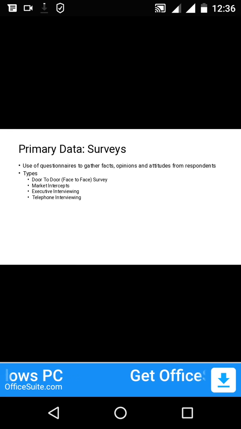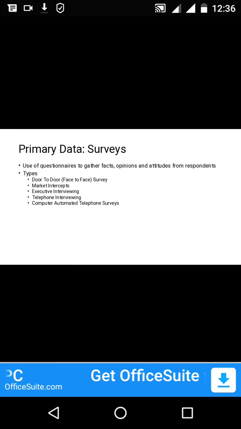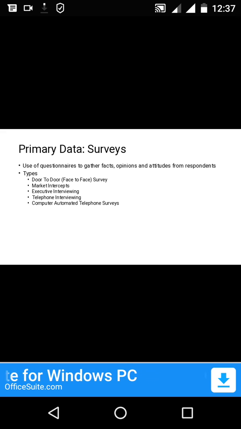Now let us move over to the next type. The next type is called the computer automated telephone surveys. Now what is a computer automated telephone survey? You understand what automation is? Please understand what automation is. You know already that it is the use of automatic devices, automatic machines, so they can work on their own. This is what automation is all about.